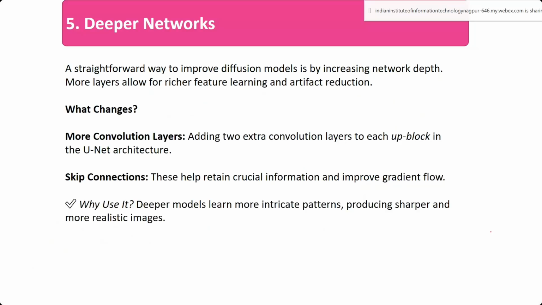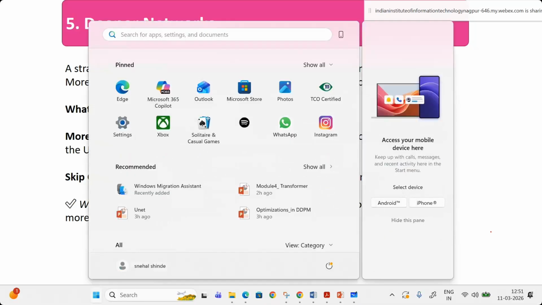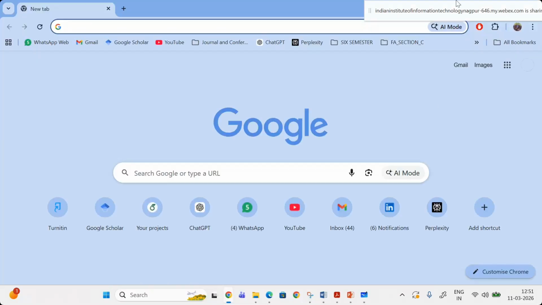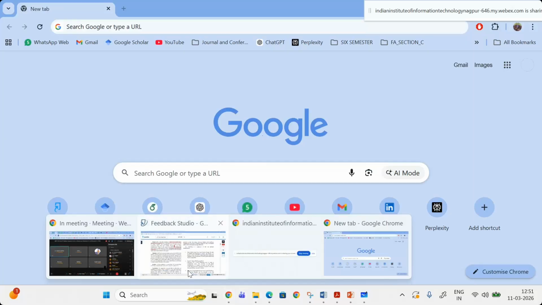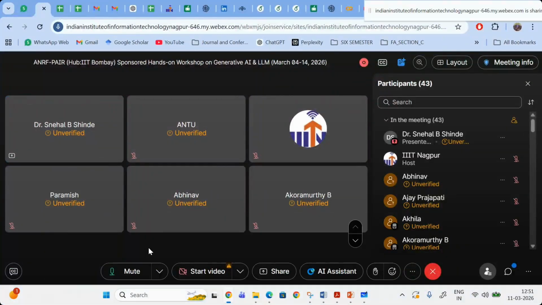So this is how now we can stop here. We have seen the basic idea about the UNet architecture, then the diffusion model, and then we have seen the optimization techniques that are used in the diffusion model. If you have any doubt, then let me know. As I already shared my email ID and my contact number, if you have any doubt, please let me know.